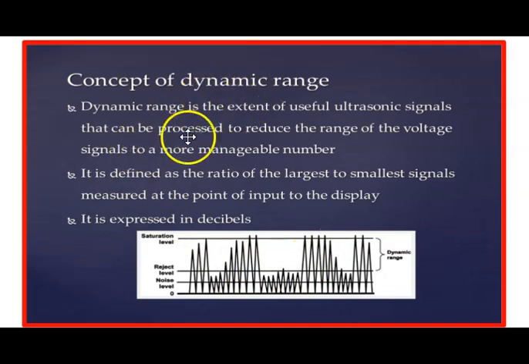The concept of dynamic range is the extent of useful ultrasound signals that can be processed to reduce the range of the voltage signals to a more manageable number. It is defined as the ratio of the largest to the smallest signals measured at the point of input to the display, and it's expressed in decibels.